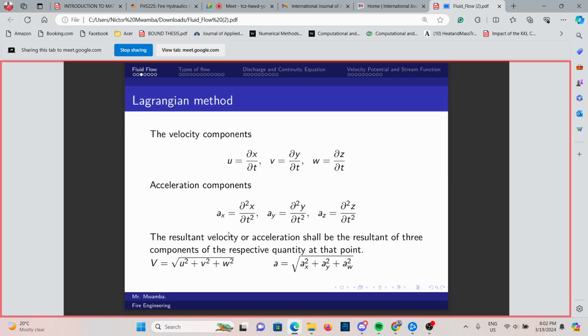So for you to find the resultant velocity and the resultant acceleration of a moving fluid particle, you square the velocity components: u squared plus v squared plus w squared, then everything under a square root. For acceleration, you square the acceleration components: ax squared plus ay squared plus az squared, everything under a square root. So know these formulas: formula 1 is for the resultant velocity, and formula 2 is for the resultant acceleration.